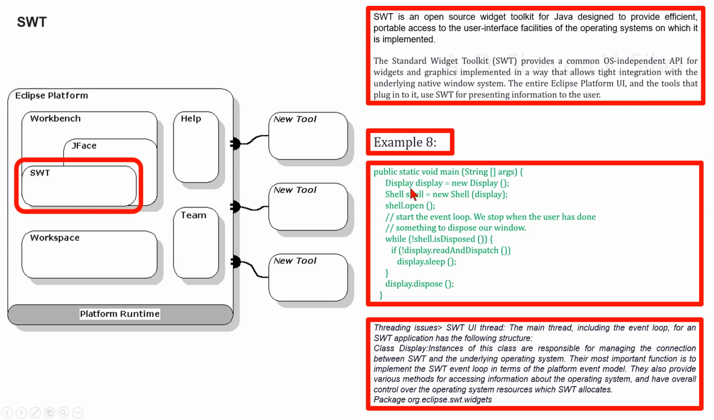However, the application is responsible for forking computational threads when performing long operations in response to an event. Note, SWT will throw an SWT exception for any calls made from a non-UI thread that must be made from the UI thread. The main thread, including the event loop for an SWT application, has the following structure.